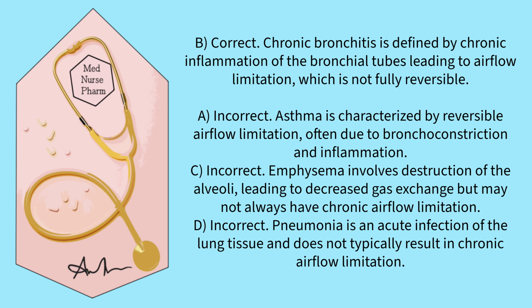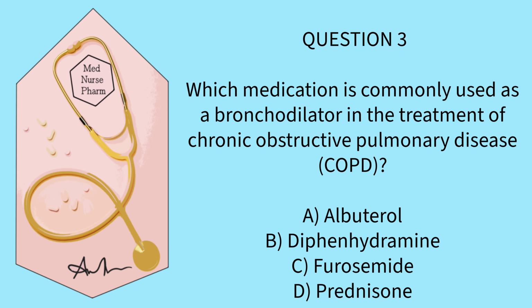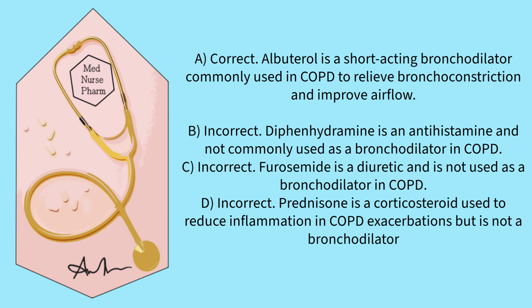fully reversible. Question 3. Which medication is commonly used as a bronchodilator in the treatment of COPD? Albuterol, diphenhydramine, furosemide, prednisone. Pause the video and select your answer. If you chose option A, you are correct. Albuterol. Albuterol is a short-acting bronchodilator commonly used in COPD to relieve bronchoconstriction and improve airflow.